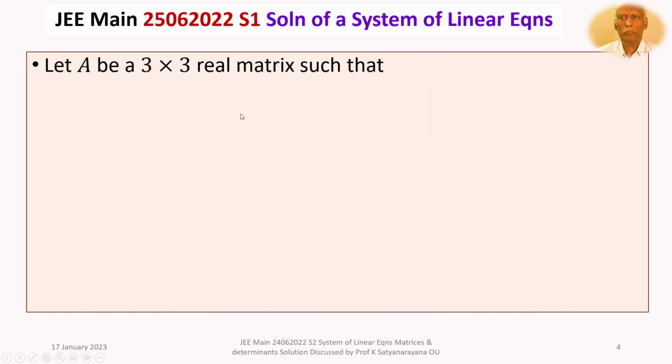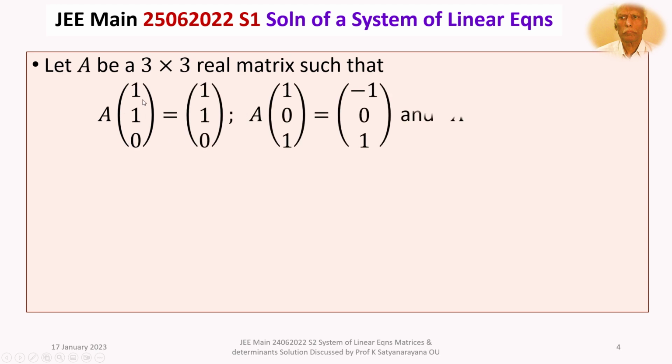The given question is, let A be a 3 by 3 real matrix such that A multiplied by the column vector 1, 1, 0 is equal to the column vector 1, 1, 0. A multiplied by 1, 0, 1 is equal to the column vector minus 1, 0, 1, and A multiplied by the column vector 0, 0, 1 is equal to the column vector 1, 1, 2.